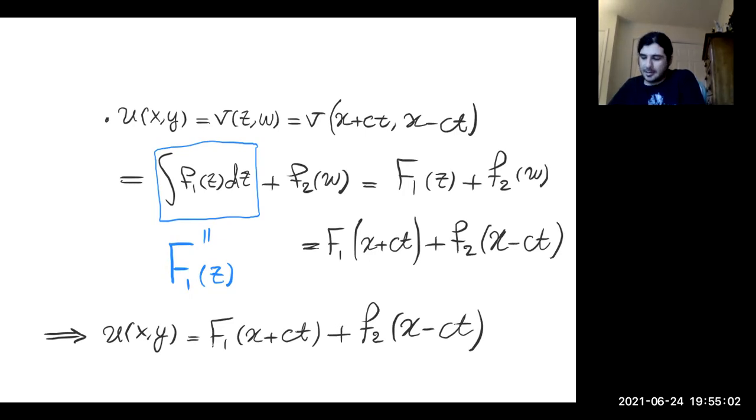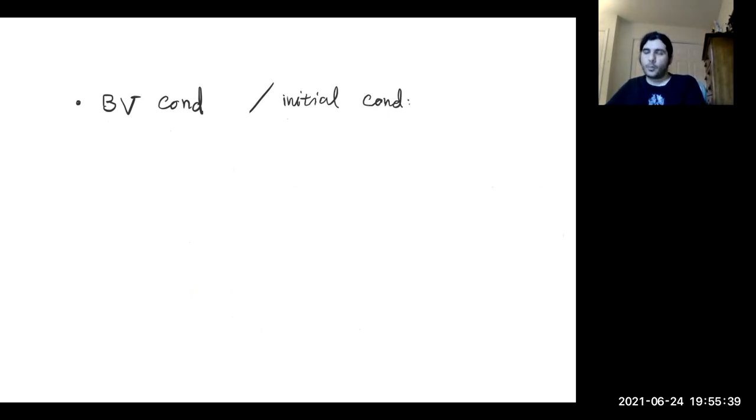In order to really understand everything and finalize our solution, we can just look at the boundary value condition. We had the boundary value condition and we had the initial condition. So what were the boundary value and initial condition? Let's write them.